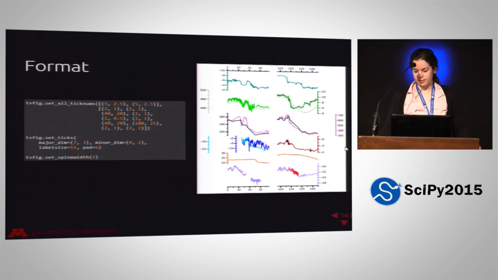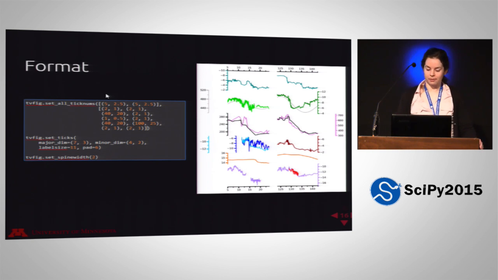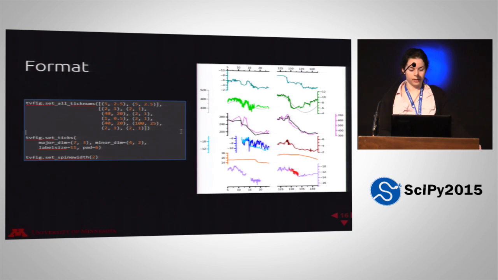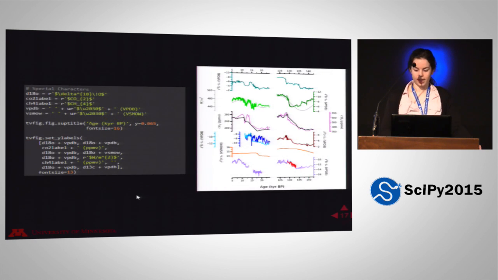Okay, so at this point we're really taking shape, but we have quite a few axes and quite a lot of formatting that needs to be done. And so TrendVis has several wrappers that will let you get all of this repetitive formatting out of the way in a very efficient manner. So we set the tick numbering, major and minor ticks, the actual tick dimensions, and the spine width. And start labeling.